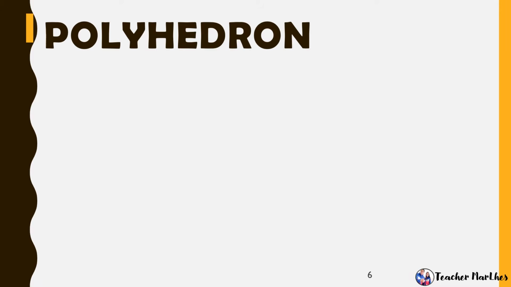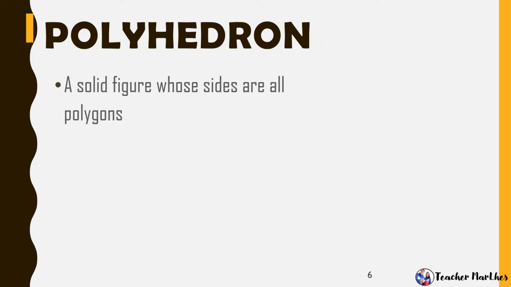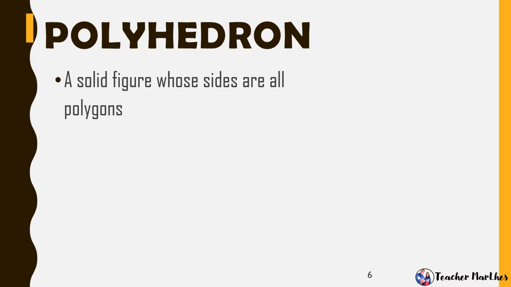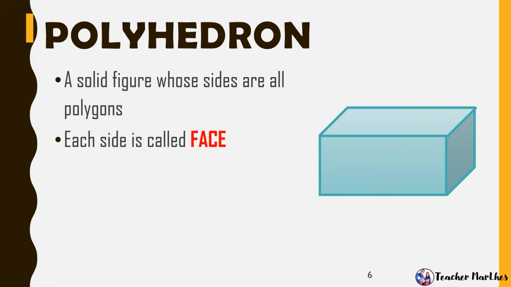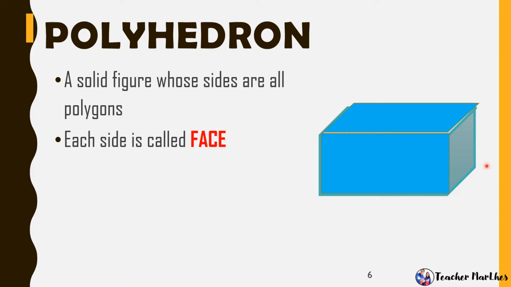Let's have first a polyhedron. It is a solid figure whose sides are all polygons. Each side is called a face. Let's have an example. In this figure, these are the faces: the front, the top, we also have the bottom, the back, then the left side, and the right side.